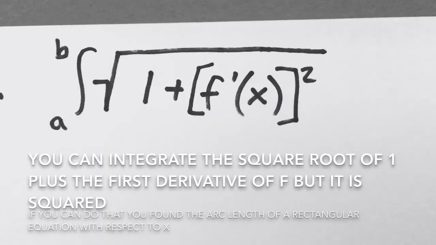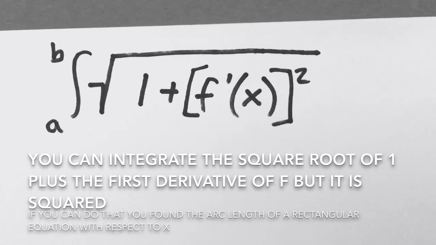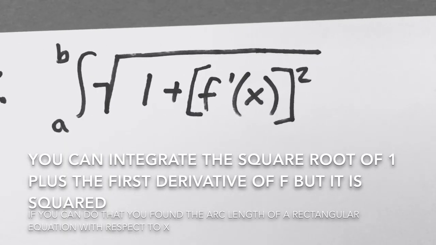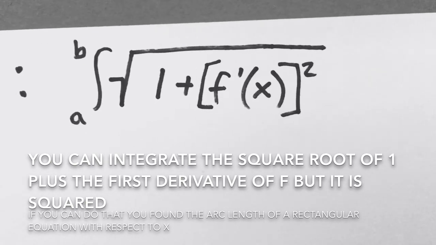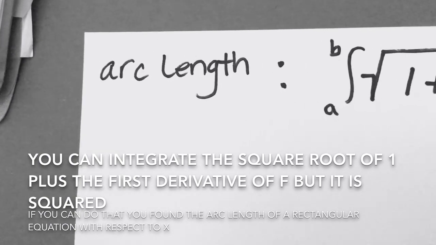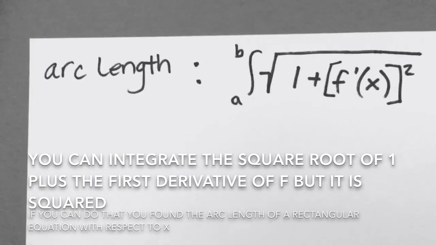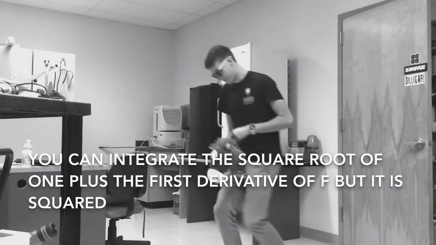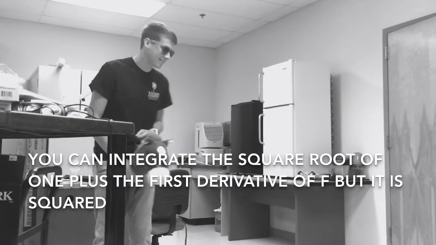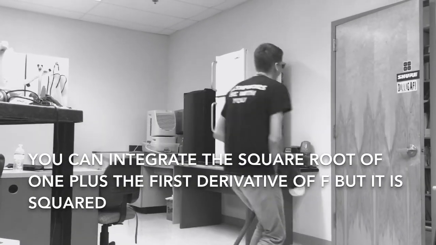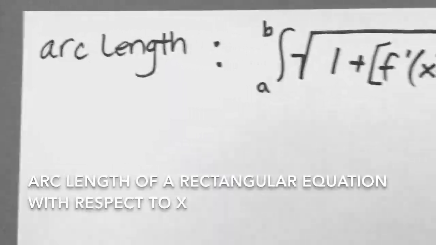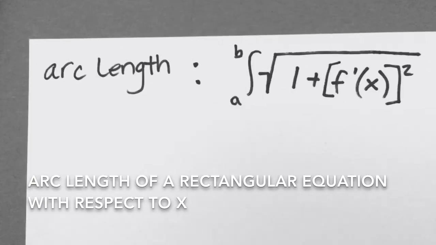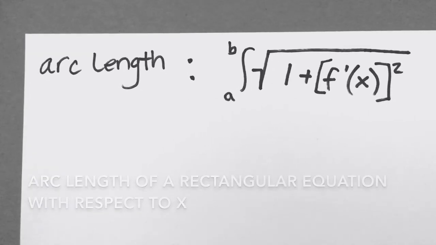You can integrate the square root of 1 plus the first derivative of f, but it is squared. If you can do that, you found the arc length of a rectangular equation with respect to x.